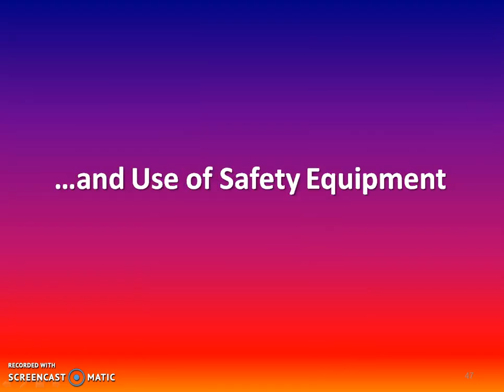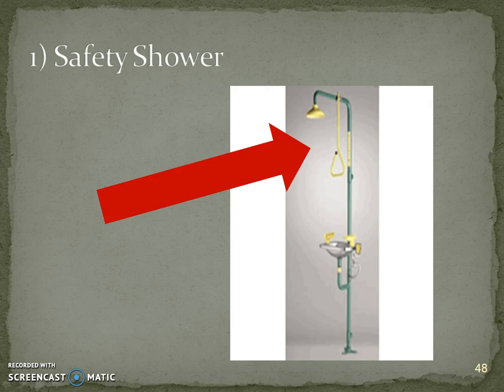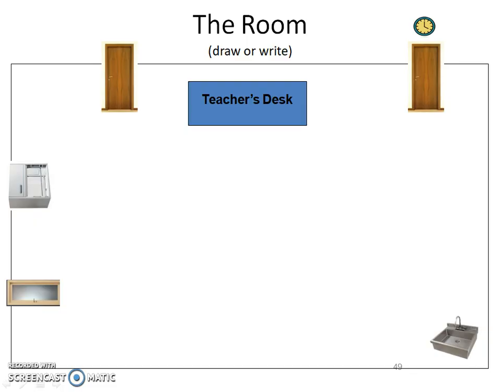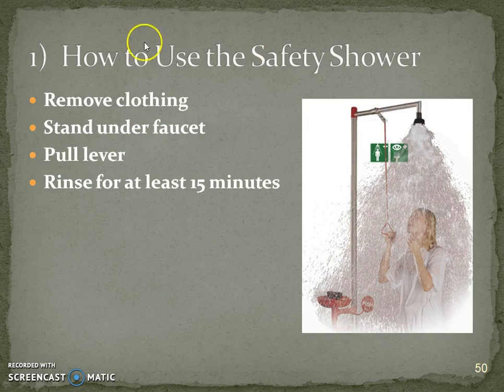All right, so location and use of safety equipment. I'm going to go through this quickly. Here's our safety shower. There's a picture of the room on your notes. I would either draw or write where that safety shower is. Pause the video, and this should make sense. Write something along those lines on how to use it.